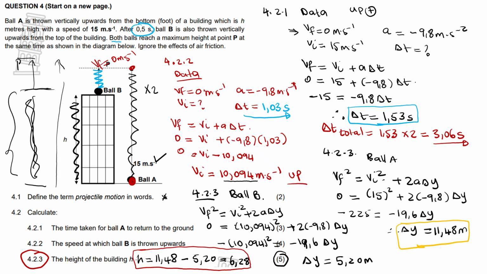So the questions are the same. The difference is that they change the initial velocity of ball A and the time that ball B was also thrown vertically upward. Right, and that's it for this lesson. This is how we answer the vertical projectile motion questions.